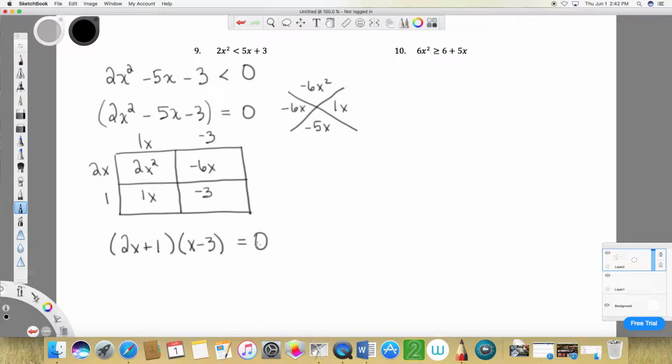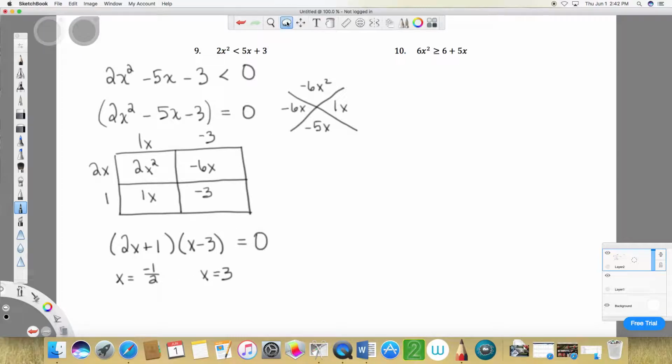And right now I'm just solving this equation, and I'll have to return to that inequality in just a minute. So 2x plus 1 has to represent 0, or x minus 3 represents 0. So here's a two-step equation: subtract 1 and divide by 2. And here, just one step, add 3. And now I have these two solutions.